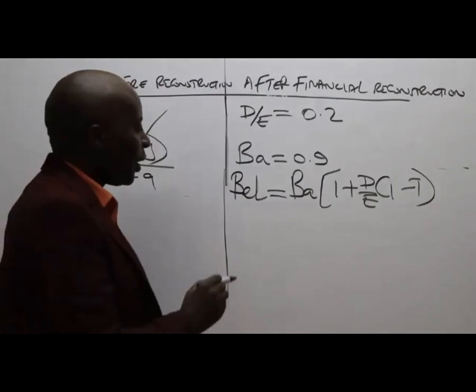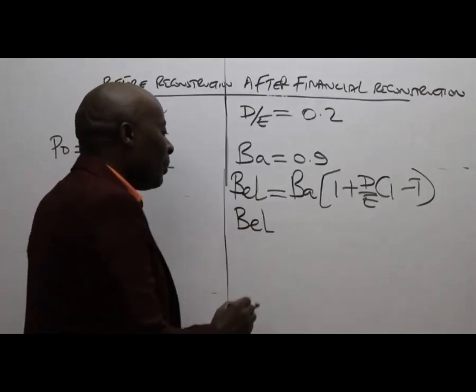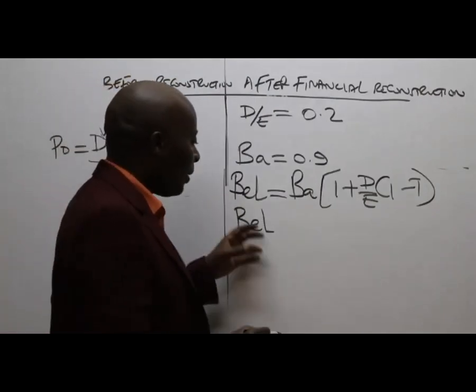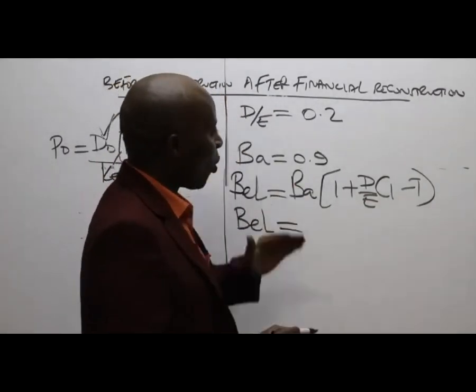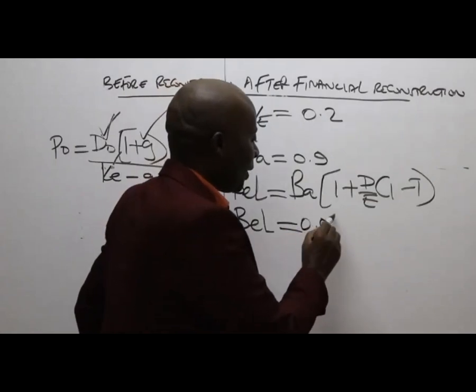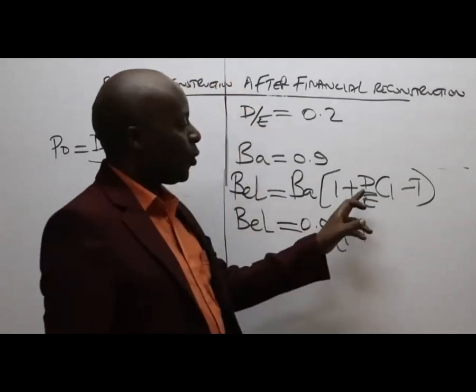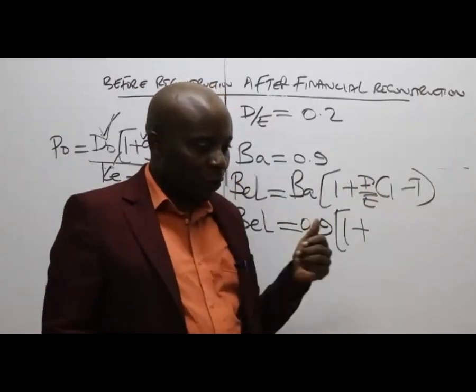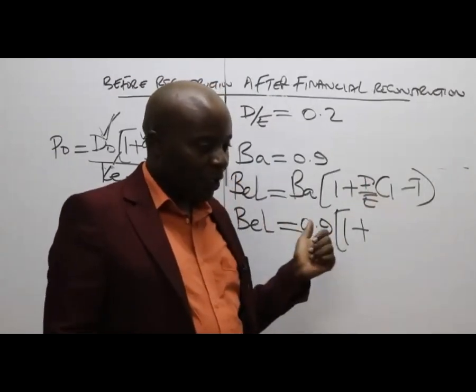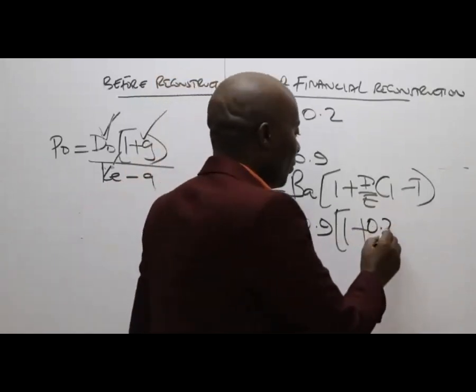So then my beta equity of a firm that is levered will be equal to beta asset. Beta asset is the same across board, which is 0.9, into 1 plus the debt to equity. Do we have debt to equity? It is 0.2, what here, somebody?